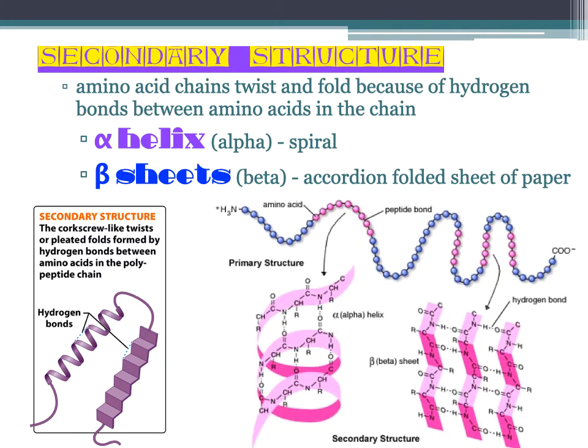Secondary has other what are called motifs, but the 2 big ones you need to know about is an alpha helix. That little squiggle at the front of helix is an alpha, and that is a spiral, like half of a spiral staircase. The next one is the beta sheet, and that weird looking B is beta, and the alpha and beta are Greek, of course. The beta sheet, those look like an accordion folded piece of paper. So you have a helix and an accordion folded piece of paper.